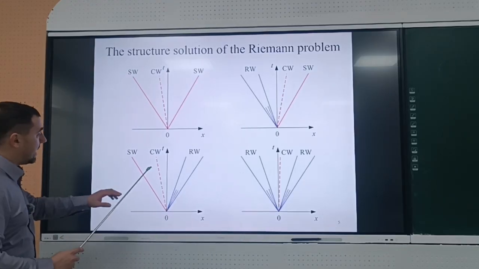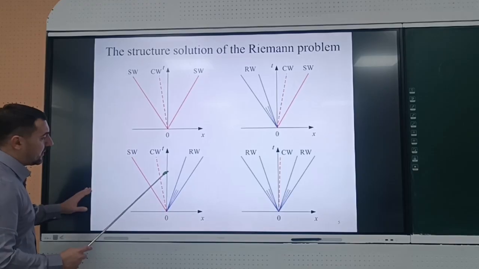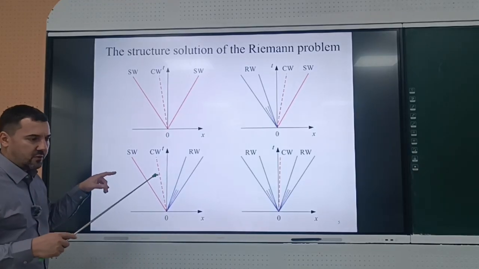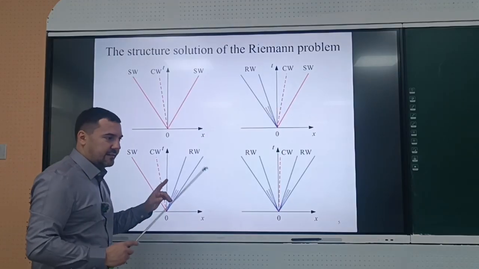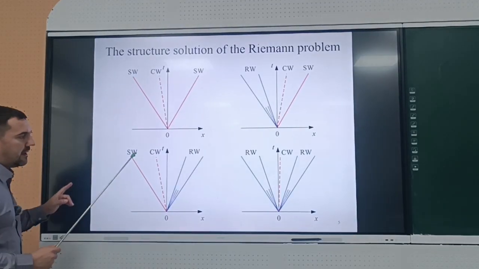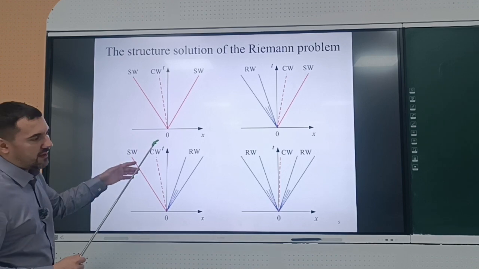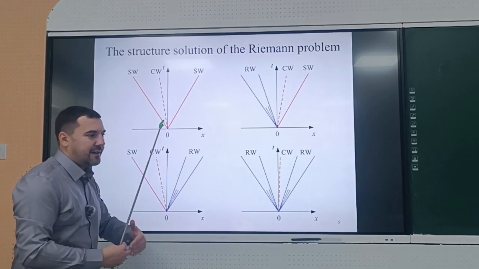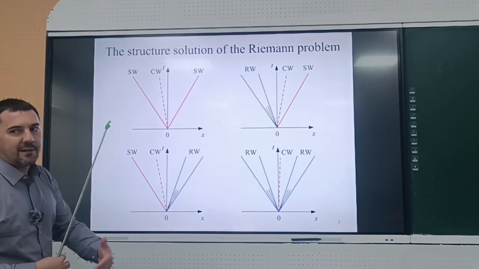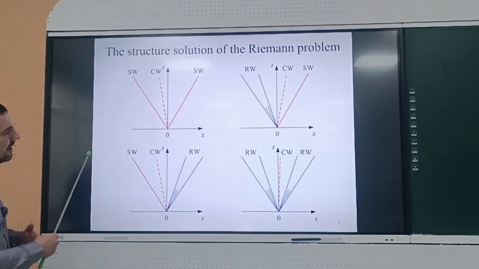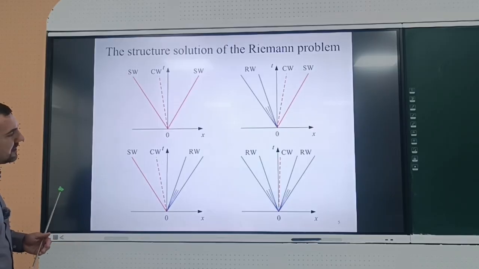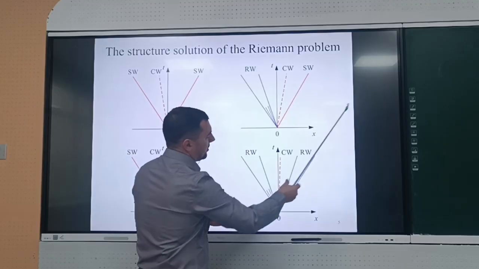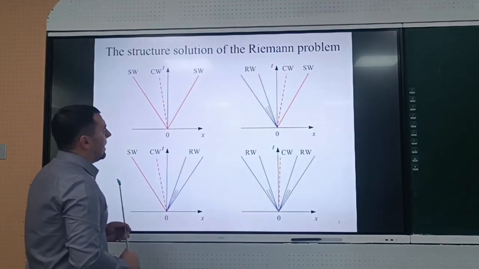Or quite the contrary, we can have a shock wave that will propagate to the left and a rarefaction wave that will propagate to the right. I understand that at this point you may not understand in detail what it means, but we will go back to this picture several times, and each next time you will get more and more understanding of the structure of the Riemann problem solution. Or we can have two rarefaction waves. One rarefaction wave will propagate to the right and one to the left.